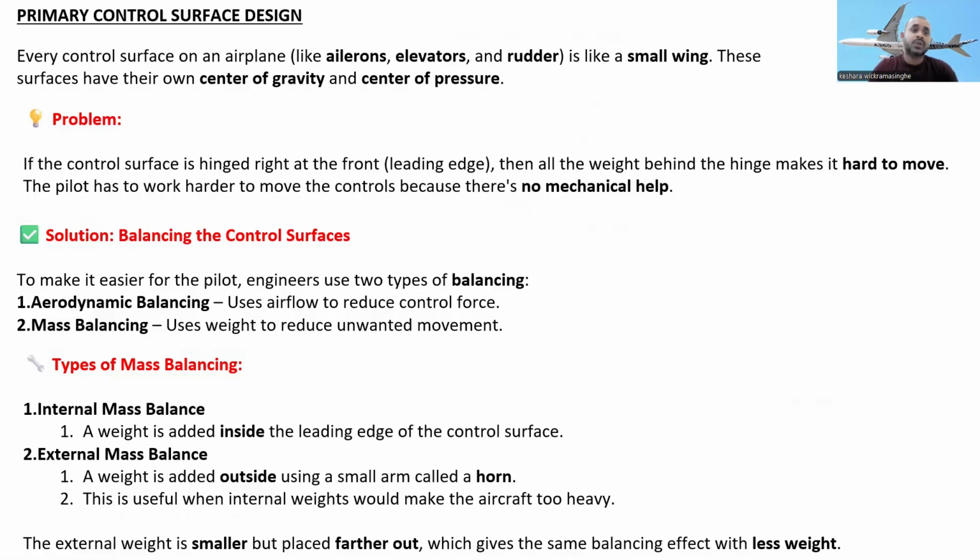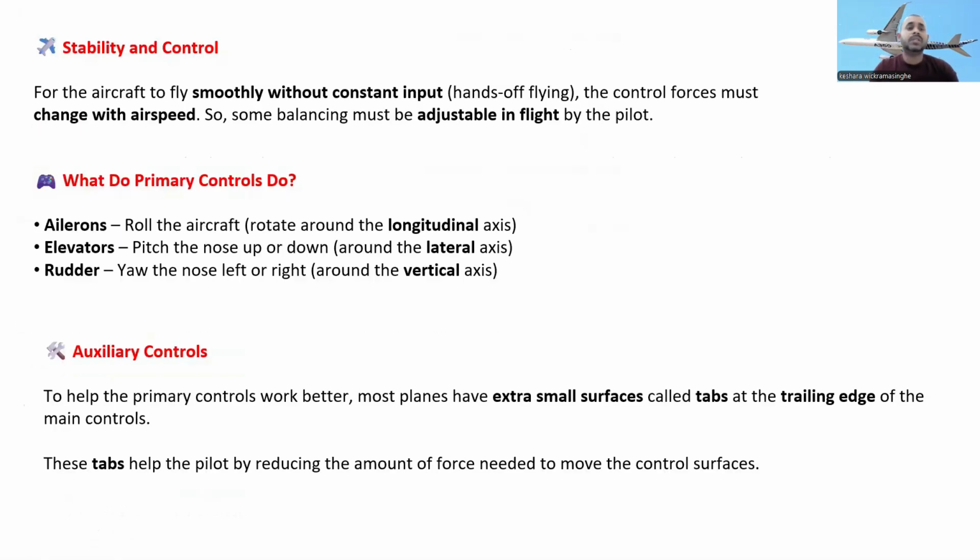Now the types of mass balancing. There are two: internal mass balance and external mass balance. For the internal mass balance, a weight is added inside the leading edge of the control surface, and for the external mass balance, a weight is added outside using a small arm called a horn. This is useful when internal weights would make the aircraft too heavy. The external weight is smaller but placed further out, which gives the same balancing effect with less weight. Just remember. Now let's go to stability and control.